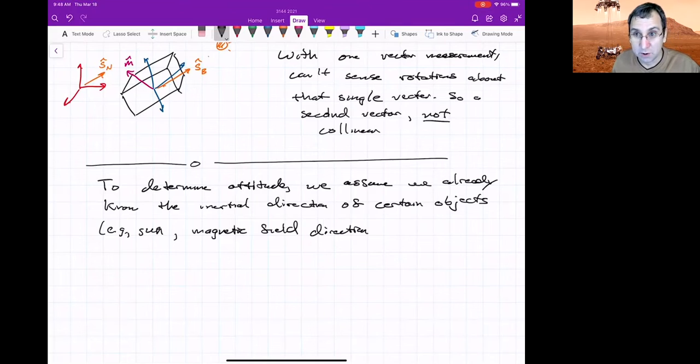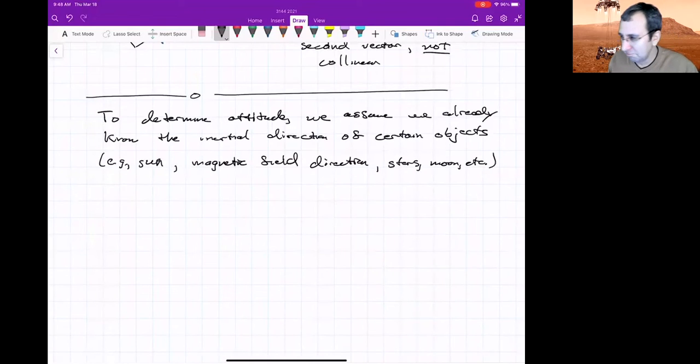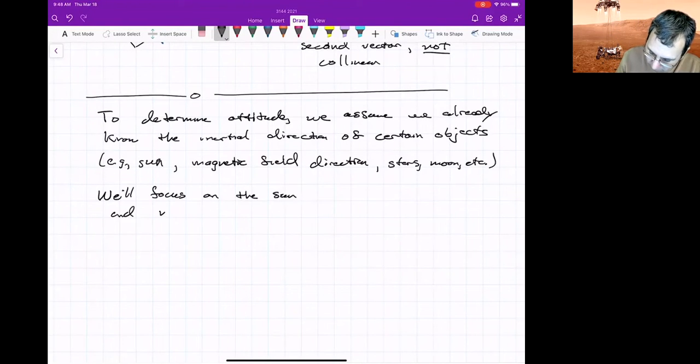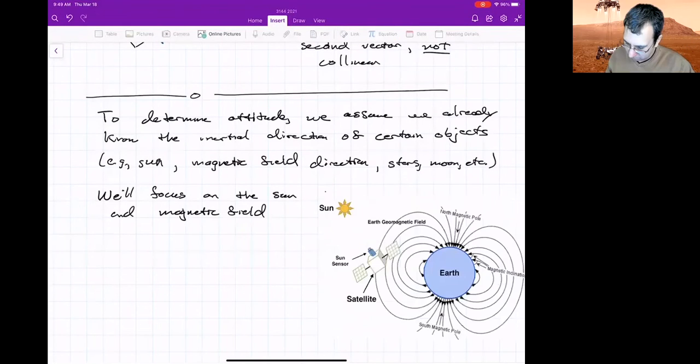So you need to know where you are in your orbit. We know where stars are, the moon, etc. For explaining, I'm just going to focus on the sun and the magnetic field. And I think I have an illustration I can show you. It might make this a little bit easier.